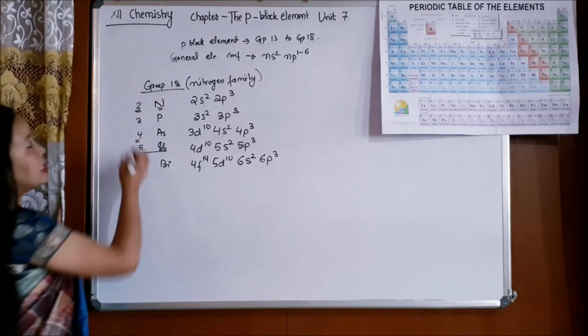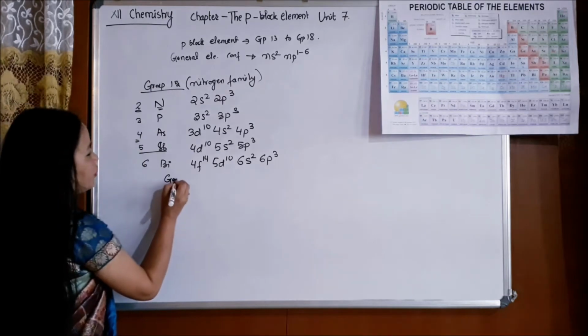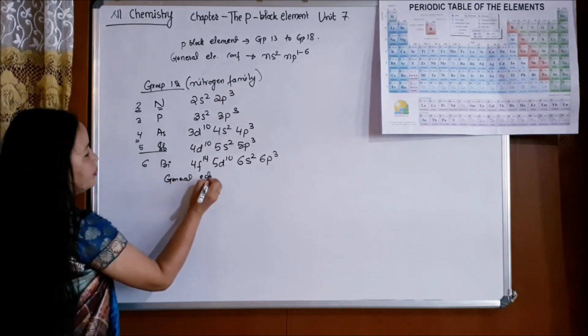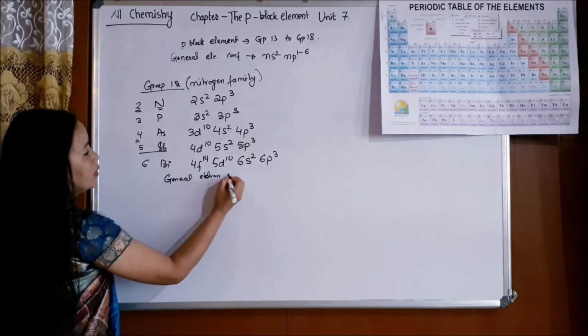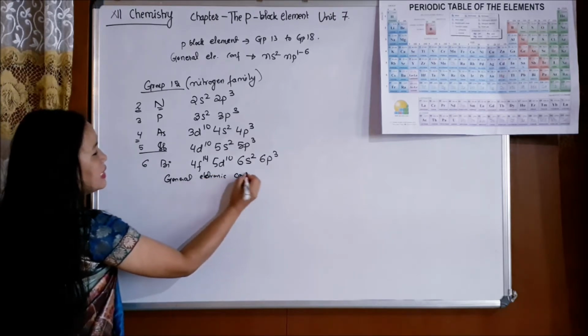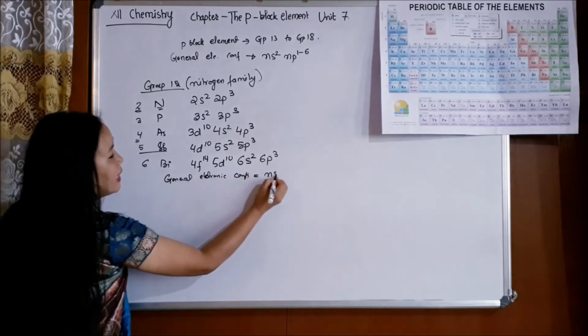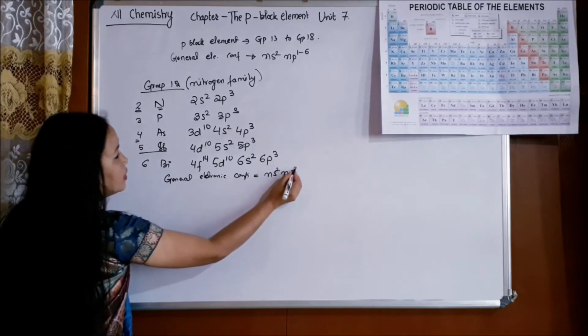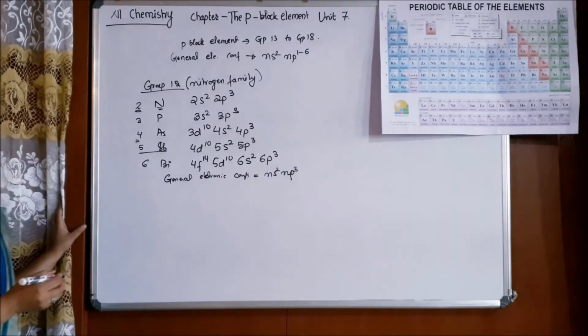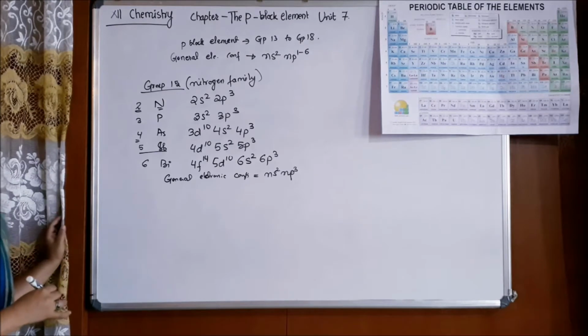So what is the general electronic configuration for group 15? It is ns2 np3. So what is the valence electron count here? 5. So group 15.